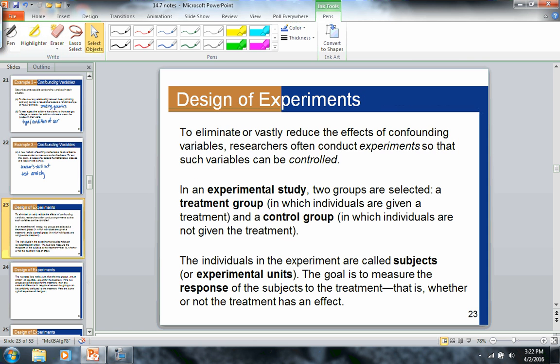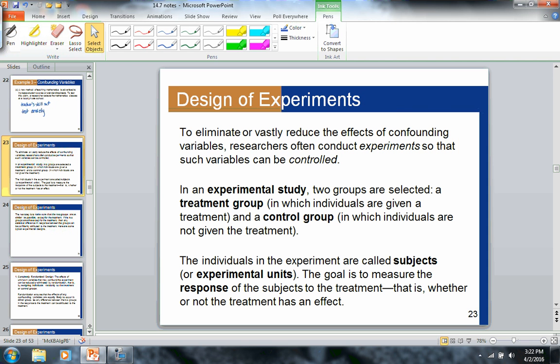Okay, so in your homework, you'll have some questions as well where they'll talk about confounding variables. And remember, that's just anything that could cause the experiment not to go as planned. Now, to eliminate or vastly reduce the effects of confounding variables, researchers often conduct experiments so that such variables can be controlled.